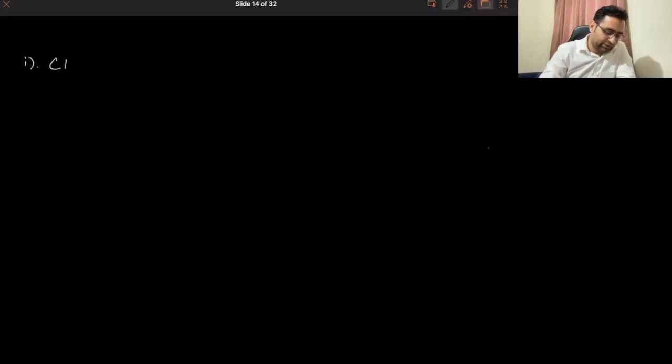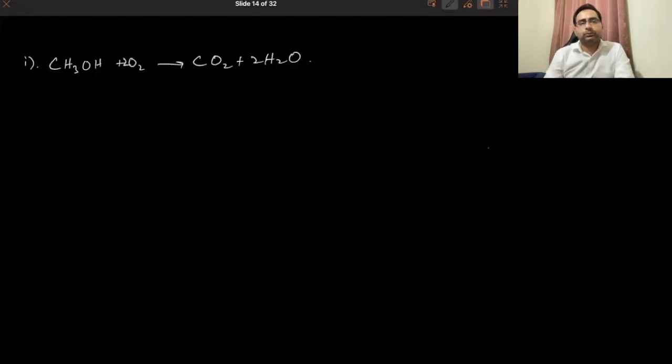When you burn CH3OH with oxygen, what should be the product? This is going to be CO2 and 2H2O. And to make it balanced, you will multiply with 2. So again, when you burn alcohol, the product is going to be carbon dioxide and water. The second chemical property for alcohol is oxidation of alcohol.